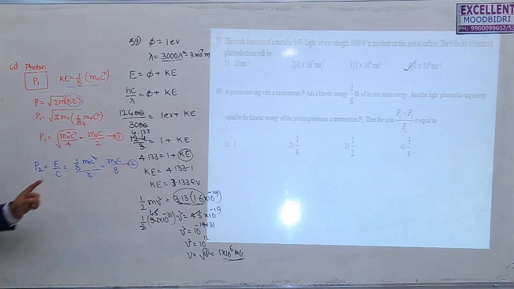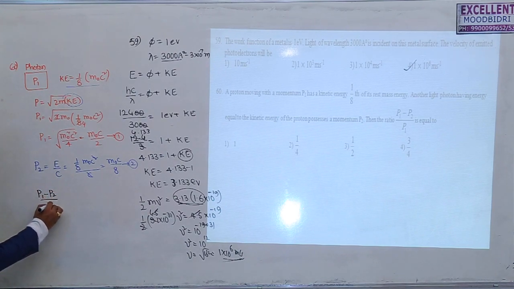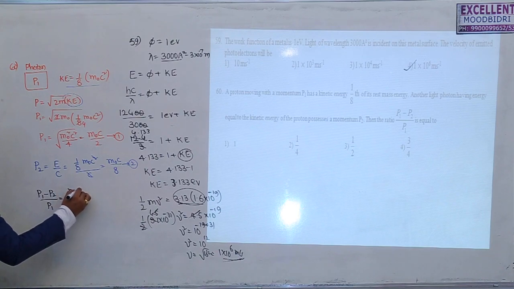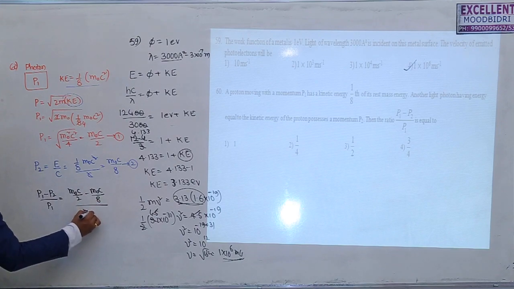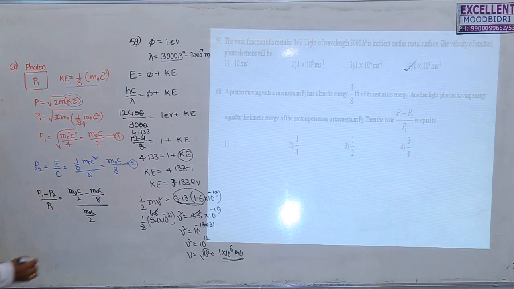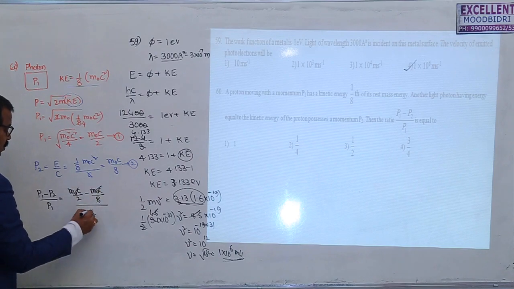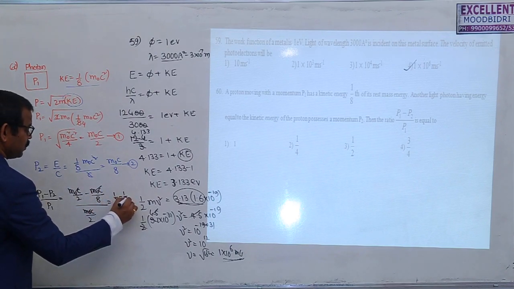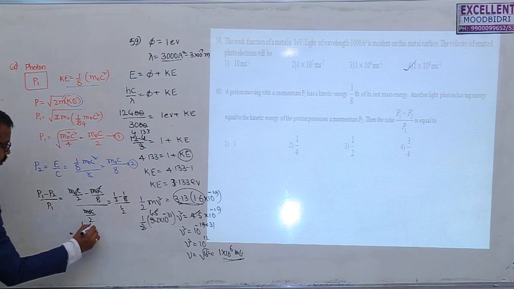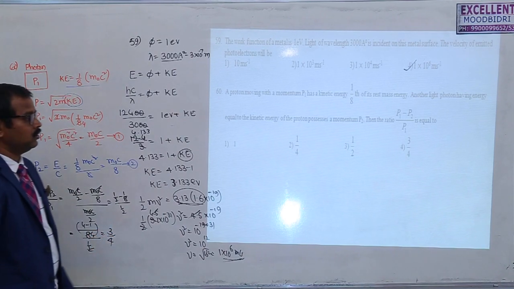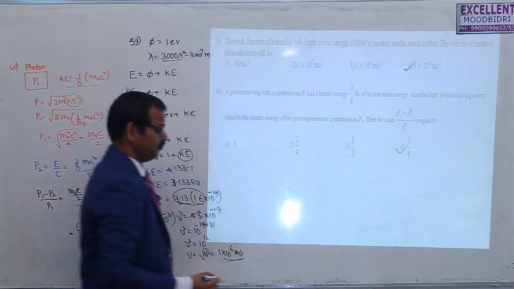This is equation 2. Now they are asking us to find P1 minus P2 by P1. That is m0 c by 2 minus m0 c by 8, divided by m0 c by 2. If you take m0 c common here, you get 1 by 2 minus 1 by 8, divided by 1 by 2. LCM 8: 4 minus 1 by 8, divided by 1 by 2. So this is 3 by 4. So option 4 is correct here.